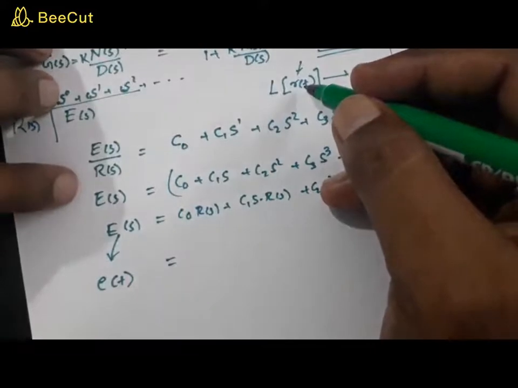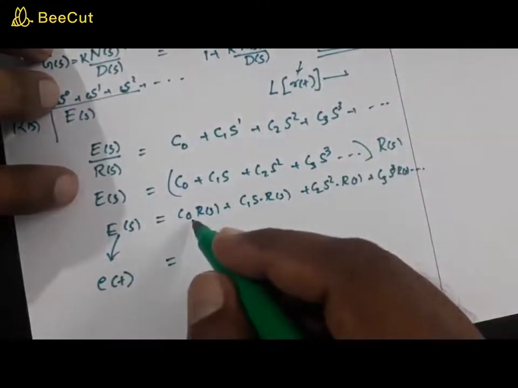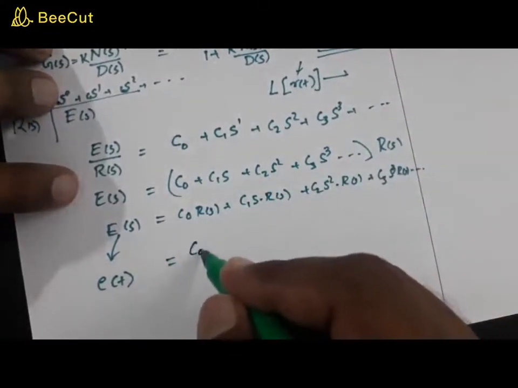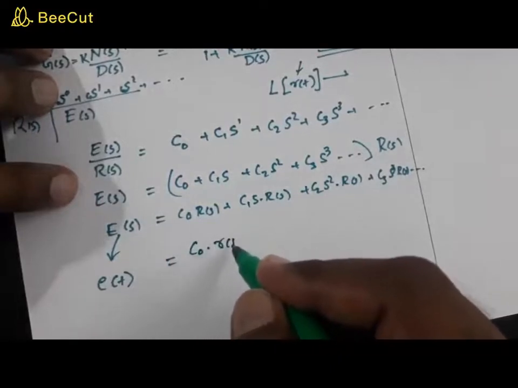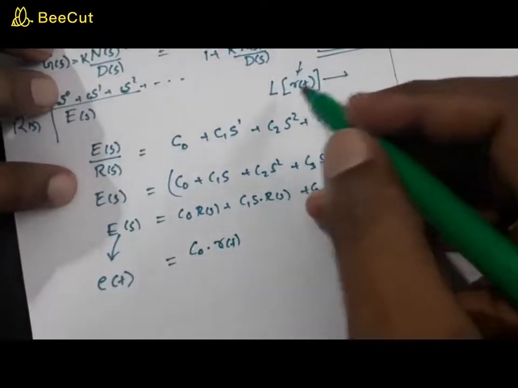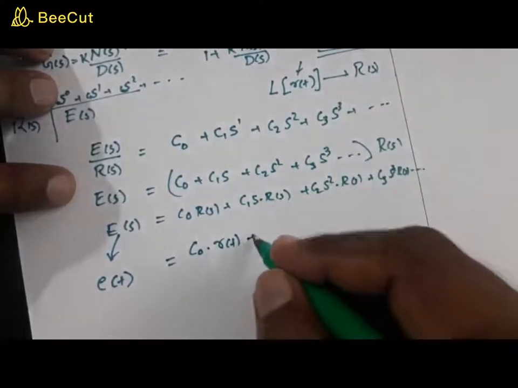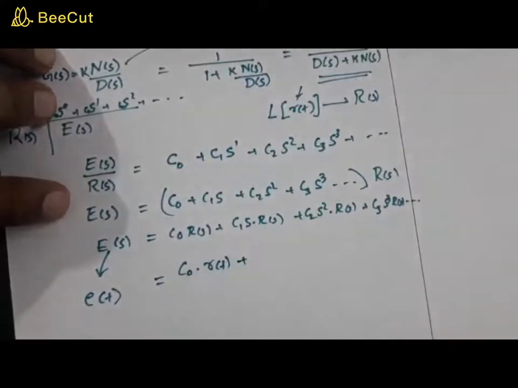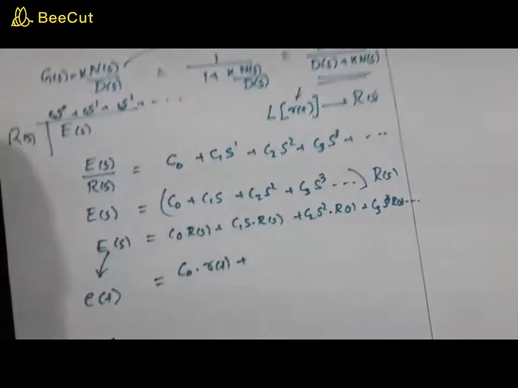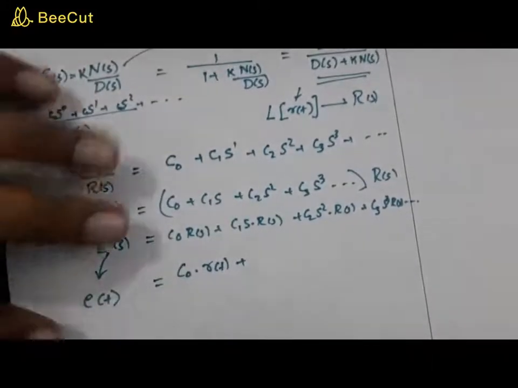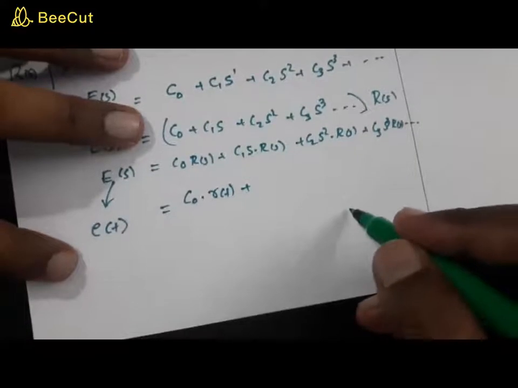So R of t. So when you take the inverse of this, C0 will be C0 into R of t, right? Because the Laplace transform of R of t is R of S. That means the inverse of R of S has to be R of t. Plus S into R of S. So S into R of S is related to what? You have studied something like this.